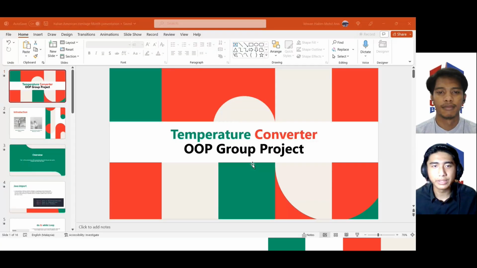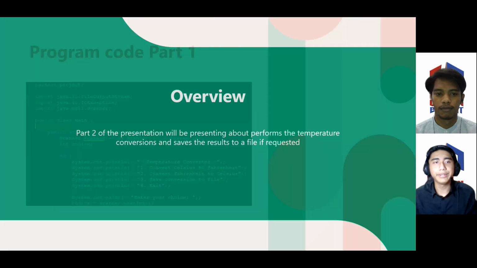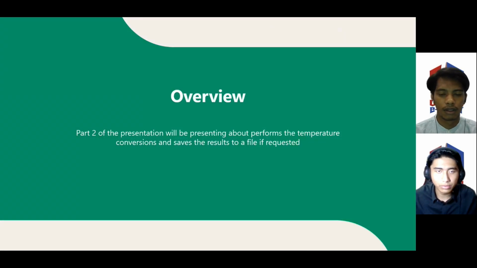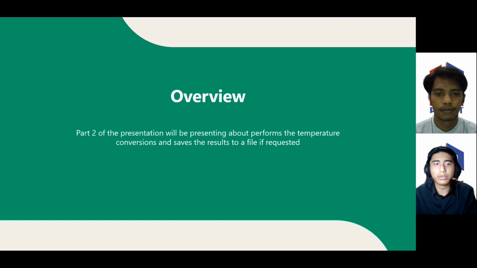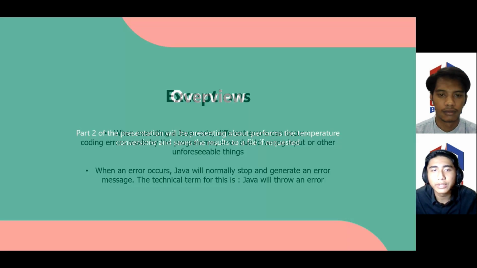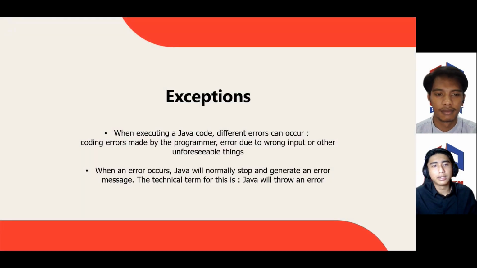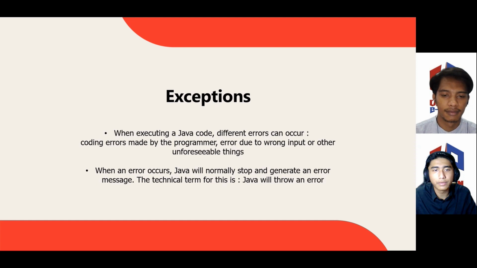Thank you, Ikhwan, for your explanation. Okay, I will continue with part 2. First, exception. When executing Java code, different errors can occur: coding errors made by the programmer, errors due to wrong input, or other unforeseeable things. When an error occurs, Java will normally stop and generate an error message. The technical term for this is that Java will throw an exception.